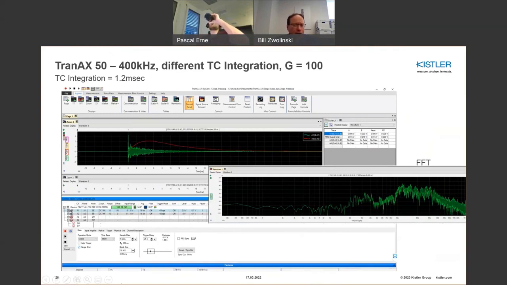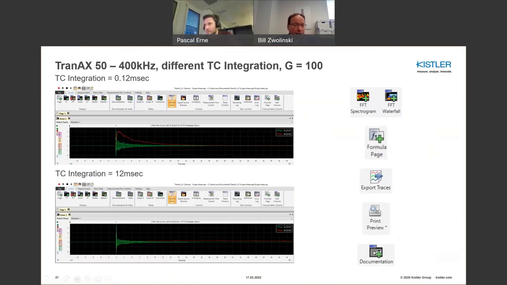What we used here was just a simple pencil break test, which is fairly common to generate broadband acoustic excitations. And this is another example of two different time constants. One is 0.12 millisecond, where you can see that the envelope traces the actual event you're measuring well. So I would say 0.12 millisecond is quite optimal for this. Whereas a 12 millisecond time constant has really no structure. I wouldn't use a 12 millisecond integration time constant for this application at all.